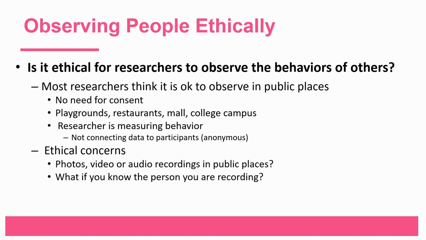What if you know the person that you are recording or observing? So if I were participating in that playground study and I saw somebody on the playground that I knew, would it be okay for me to be including them in the study? Because they're not anonymous to me. I know who they are. That is definitely a question. And when that has happened in observational research, usually the researcher just chooses to not include that person in the observations, but it's a concern.